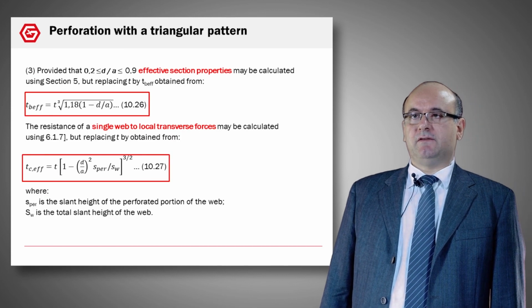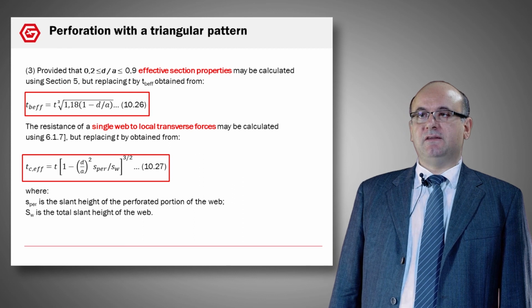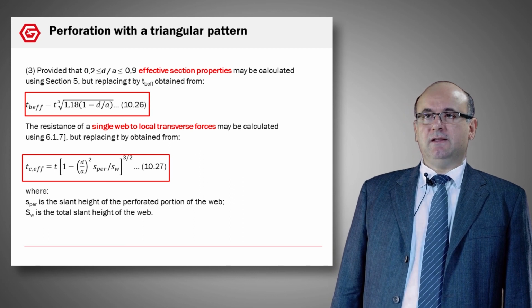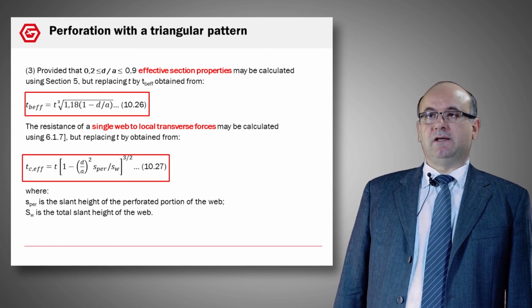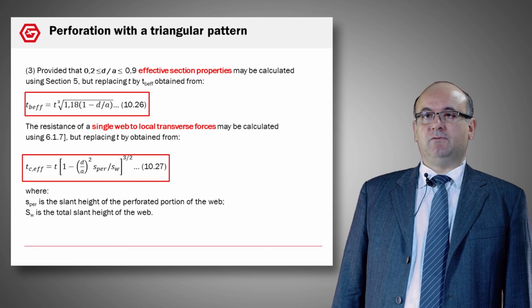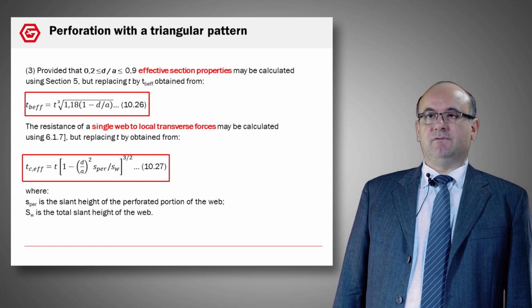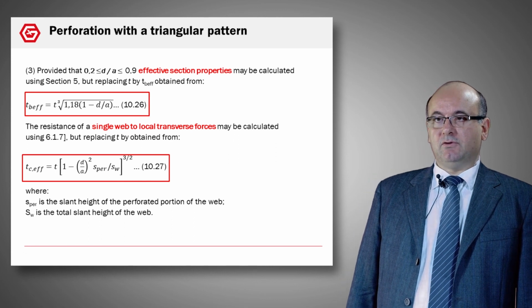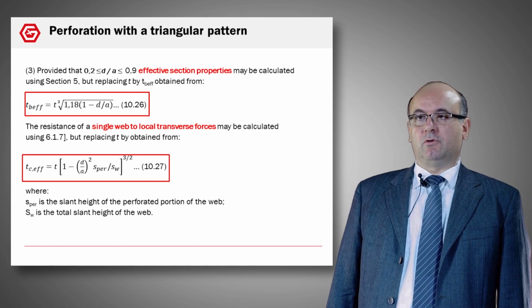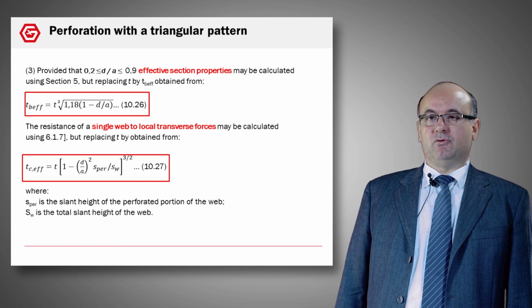Another situation concerns this time if we calculate an effective section property. Again, if we respect the criteria d divided by a between 0.2 and 0.9, and if we calculate an effective section property, we have to apply this formula in the area of the perforation. If now we calculate a single web submitted to a local transverse force, we have to apply this formula.